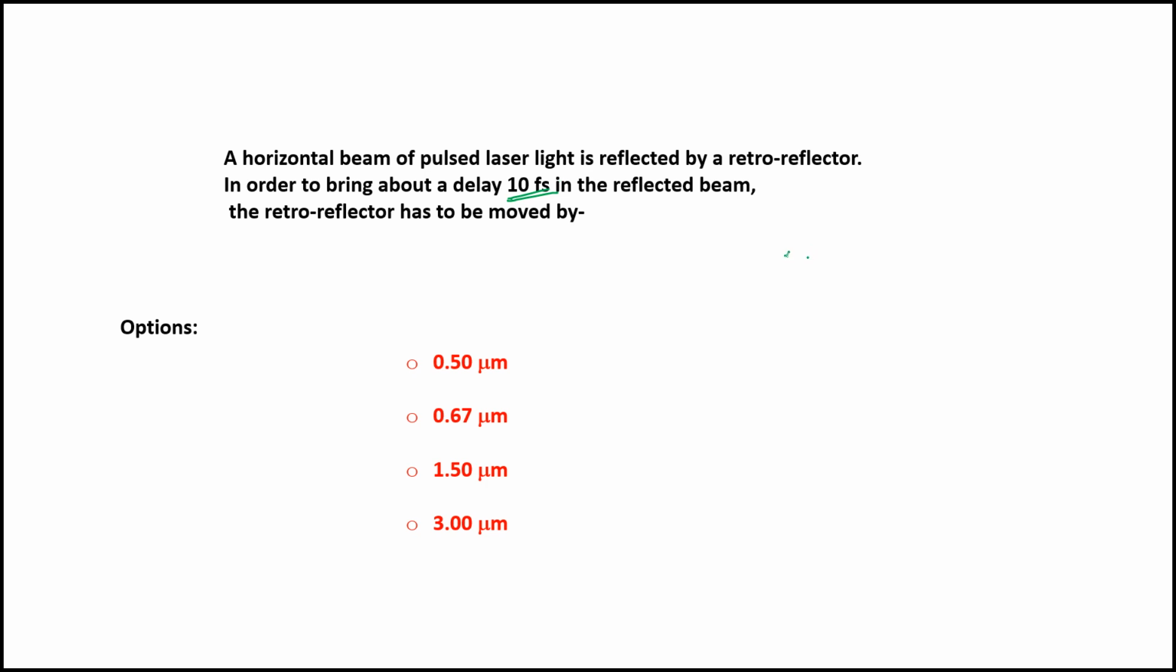Okay. So, a retroreflector is something which we have studied, a system made up of two mirrors, which is used to bring a delay in the light. Now there is a horizontal beam of laser that is going on straight. It moves through this path and it goes straight back by reflection.